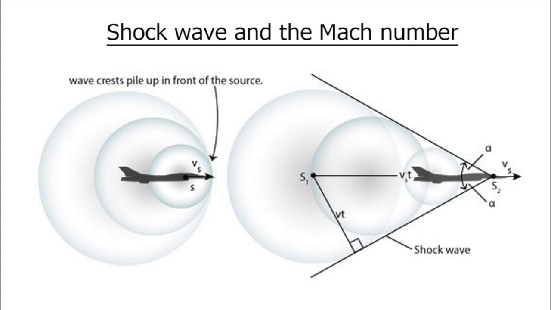A common misconception regarding sonic booms is that a sonic boom occurs at the moment an object surpasses the speed of sound. In reality, the boom occurs when the wave reaches the listener.